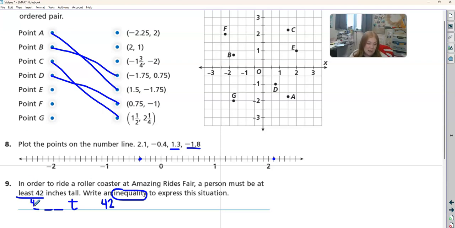So you could be 43. You could be 47 inches tall. Tell me another thing they could be and ride the roller coaster. So now we're going to ask, can they be 42 and ride the roller coaster? So if they go and they're right on the mark, can they ride the roller coaster? Yes, because that's the smallest they can be. So yes, 42 is at least 42. So these are all bigger or equal. So right here is my inequality. This is my work to prove that.